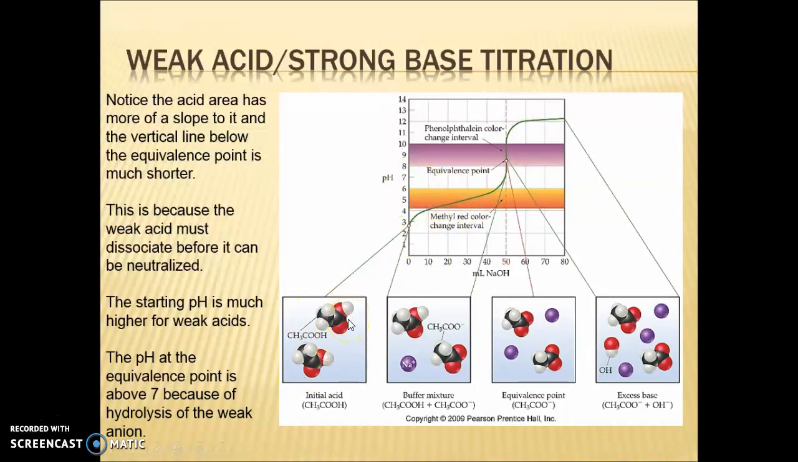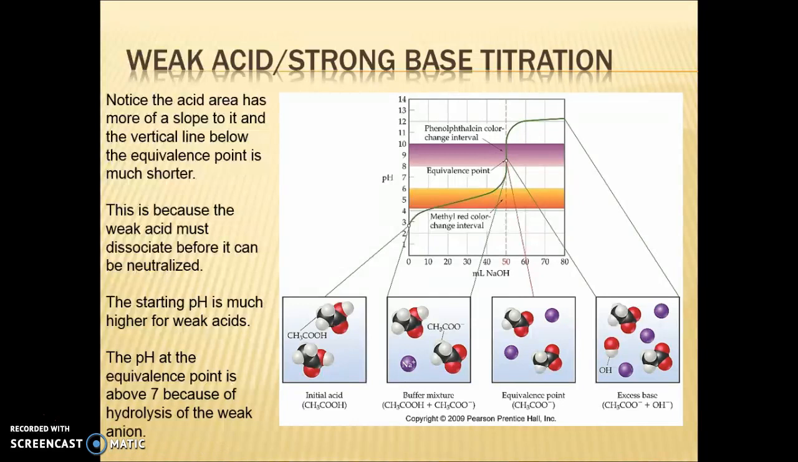Because we've got a weak acid, not all of the acid is dissociated. So we've got a lot of H pluses unavailable, which is why it starts out higher than a strong acid will. And you have this curvy area here because we've got to break apart that molecule in order to get those H pluses to react with OH minus. So you see a really bigger jump here until we get all of that H plus dissociated.